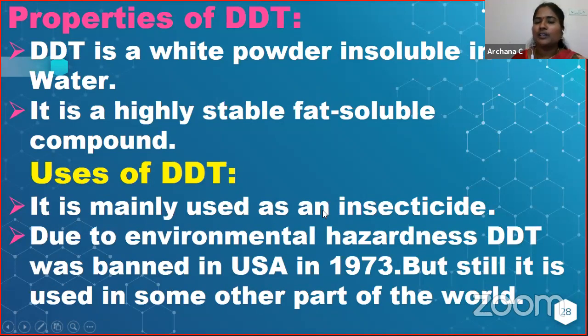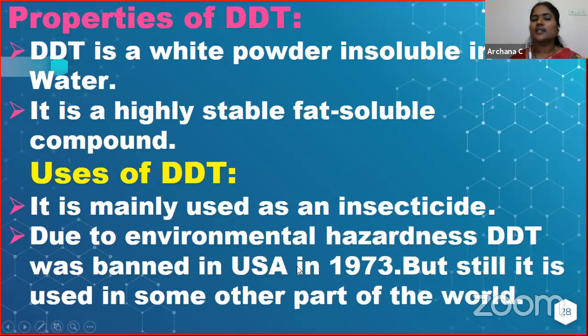In olden days, previously we used this as an insecticide. But due to some environmental hazards, it was banned in the USA in 1973. Why was it banned? When DDT is used as an insecticide, it increases the larvae of the mosquitoes, so the mosquitoes survive, and due to this more mosquitoes enter the environment. Therefore, it is one of the environmental hazards, and due to this usage, fishes are also affected. Therefore, this was banned in the USA in 1973.